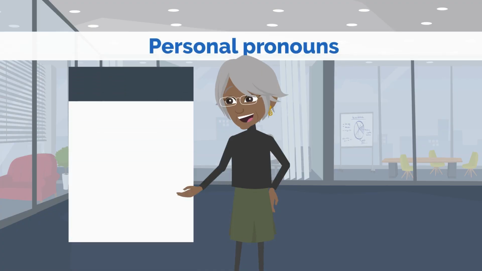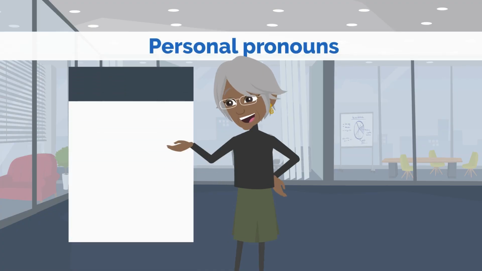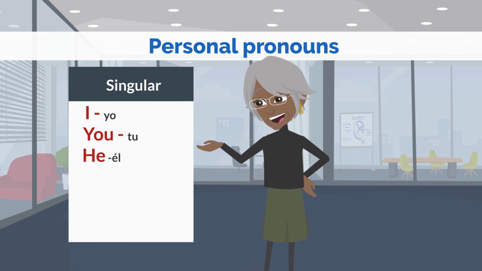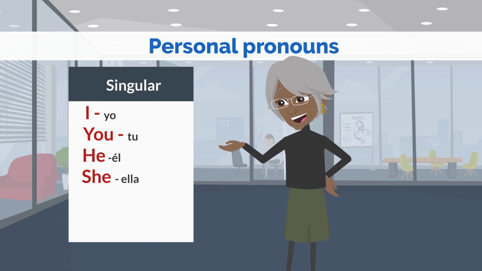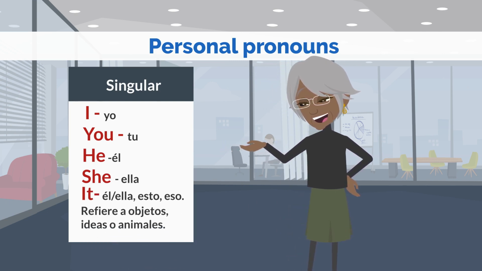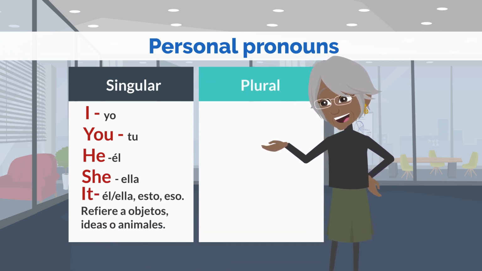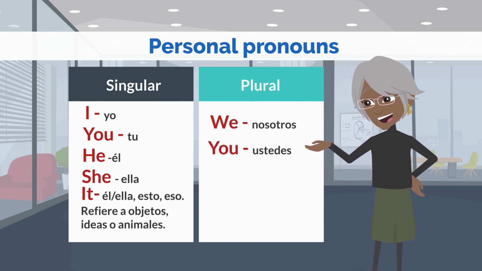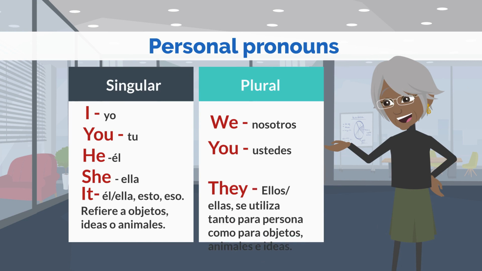Personal pronouns. Singular: I, you, he, she, it. Plural: we, you, they.